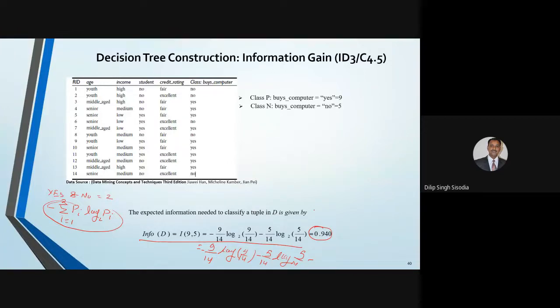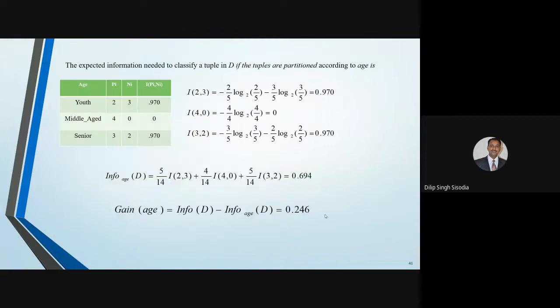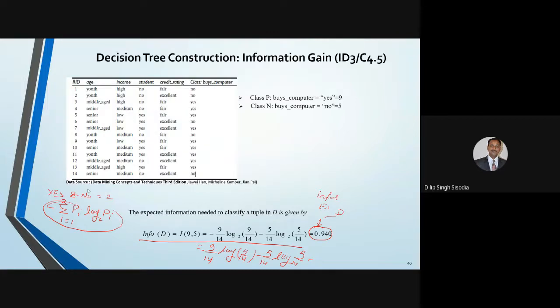So this is the info D. Info D is known as entropy or information of data D. Now we'll calculate the information of attributes. So first we'll calculate the attributes. And what is the first attribute? We can calculate in any order, but the first attribute is age, with youth, middle, or senior.